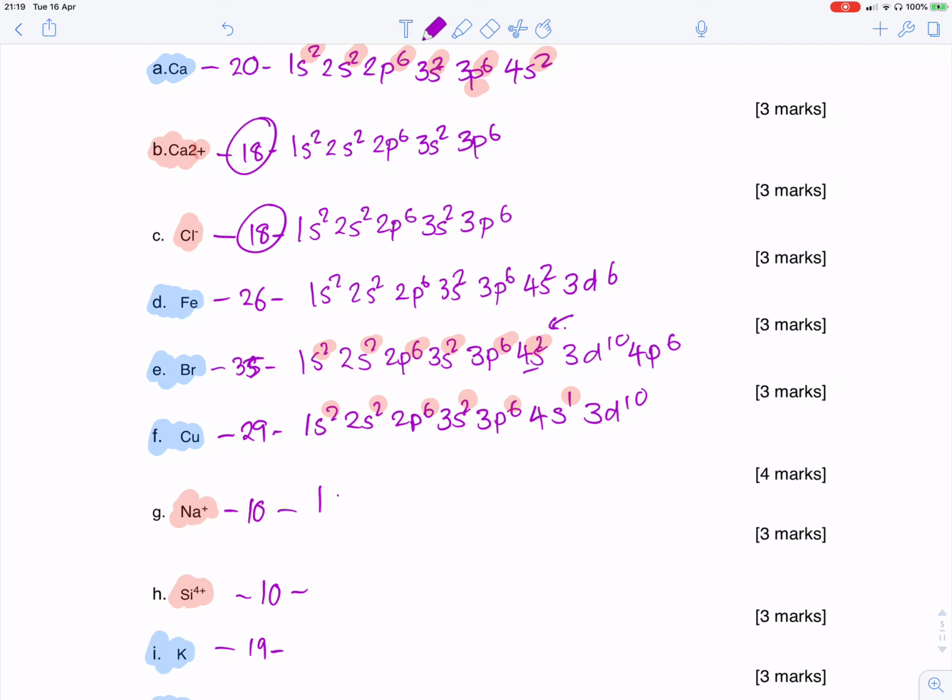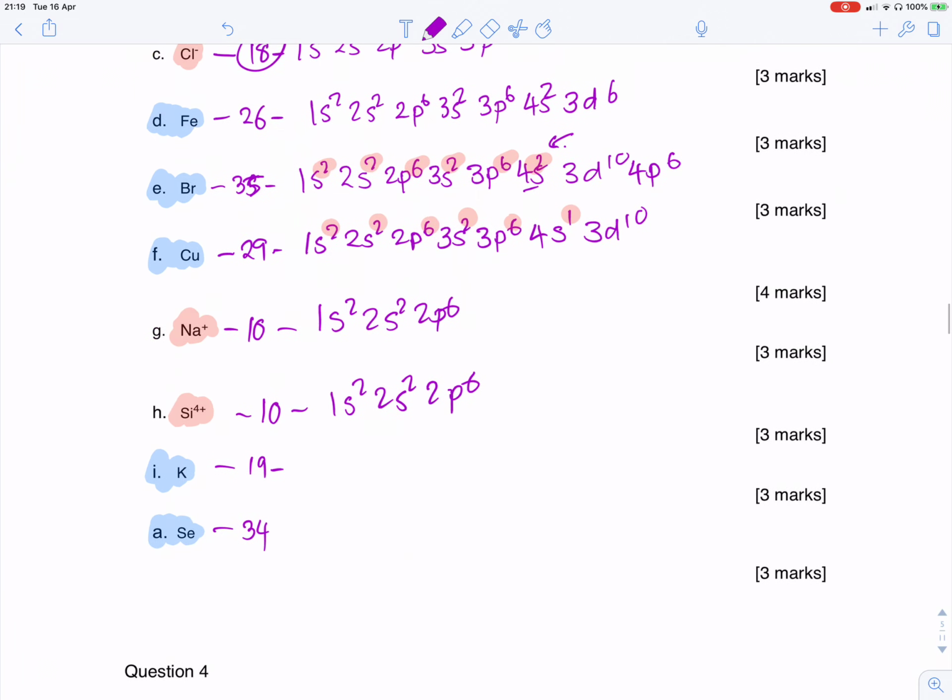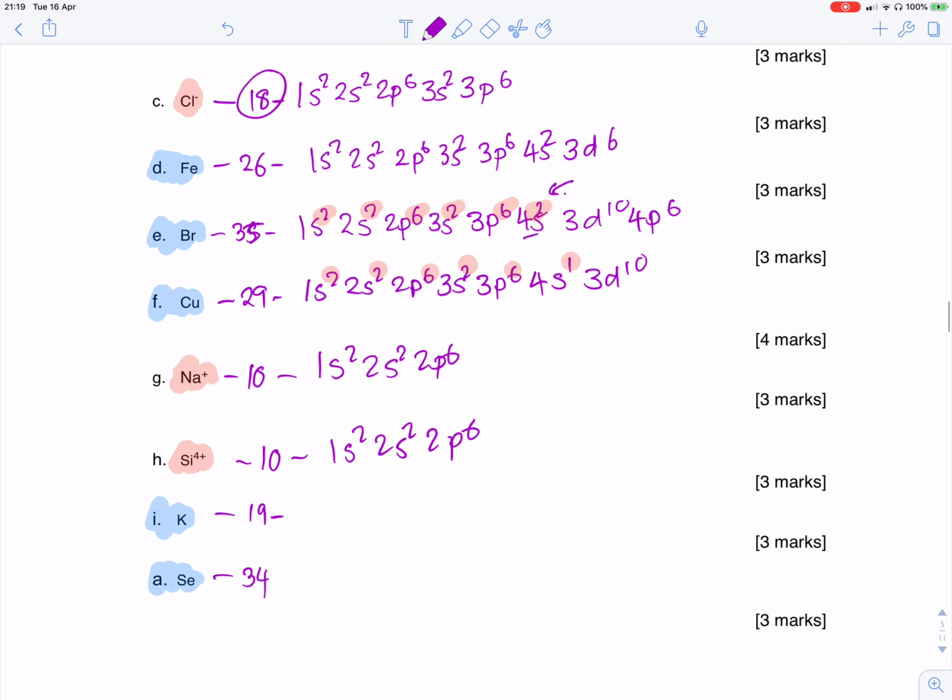These ones are quite simple. 1s2, 2s2, 2p6, and that's it. That's already 10. Same here. That's already 10 electrons for silicon 4 plus. Potassium is 19. We saw what happened when we had 18. We went as far as 1s2, 2s2, 2p6, 3s2, 3p6. Then after that 3p6 we have 4s1.